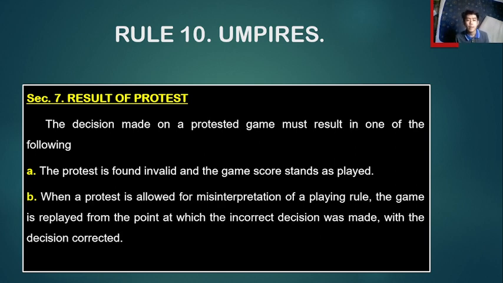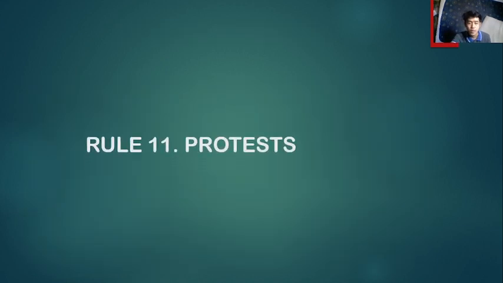And next, when a protest is allowed for misinterpretation of a playing rule, the game is replayed from the point at which the incorrect decision was made with the decision corrected. So we are done with the rule 10. Let's proceed to the rule 11, which is protests.